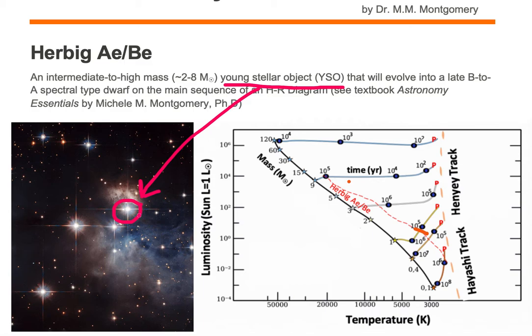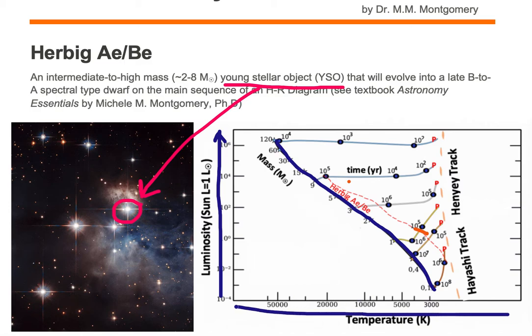It's contracting, getting smaller and smaller and smaller until it finally becomes stable in size, at which time it will sit for most of its life on the main sequence of an HR diagram, which I am drawing in purple. An HR diagram is where we have luminosity increasing along the vertical axis upward, and temperature increasing to the left along the horizontal axis. The main sequence is where stars spend most of their life. They're stable in size, but not when they're forming.